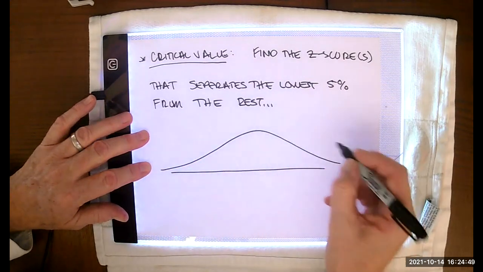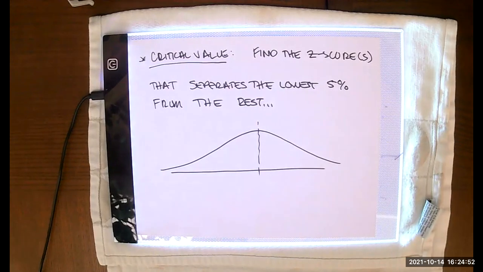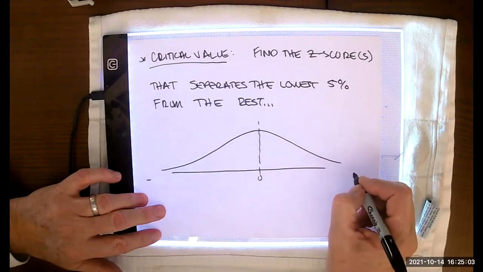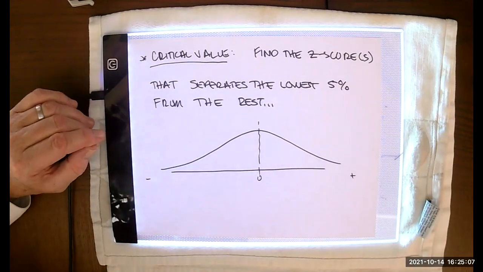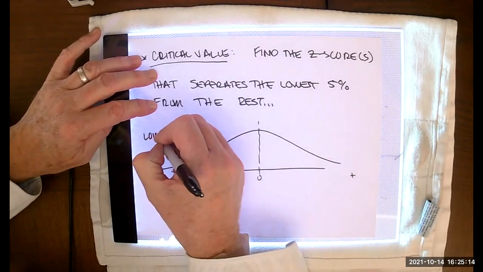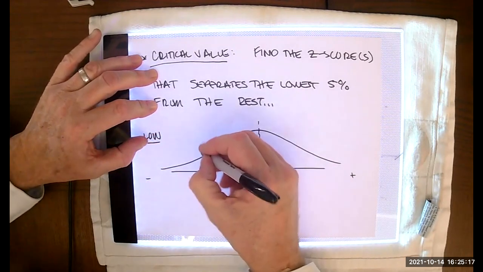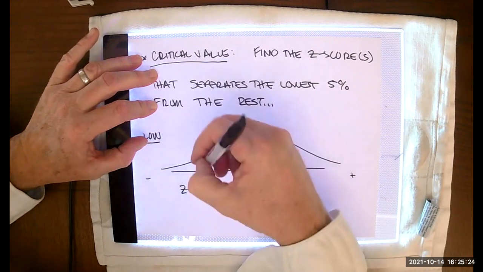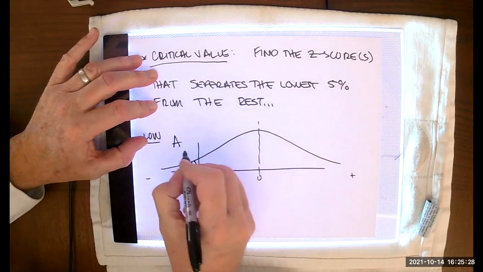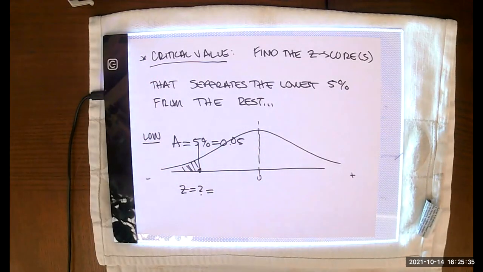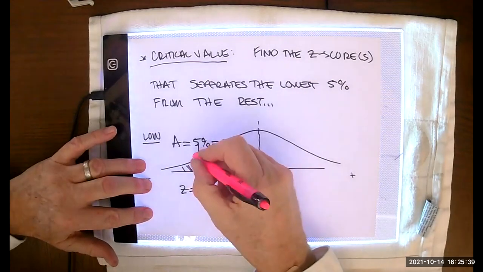And a very quick picture really does help. Now, a question that I often get from students is, which way is low? This is a number line. We've got a zero in the middle, a negative on the left side, and positive numbers going off on the right side, as far as the eye can see. So low is over here on the left-hand side. That's the low side, it's the negative side. And we're looking for the Z score that separates the lowest 5% from the rest. So the area there is 5% or 0.05. I don't want to use 5%.